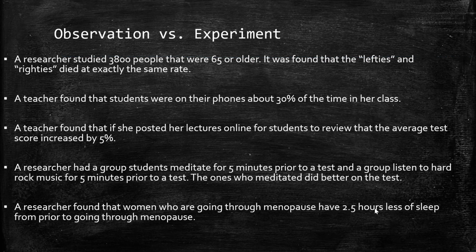So let's do some examples to see if we can figure out if it's observation or experiment. So hopefully you just saw that as an observation. You can't force 65-year-olds or older to do anything that could cause them to die, right? So just observational. Again, observational. The teacher is just observing if students got on their phone.